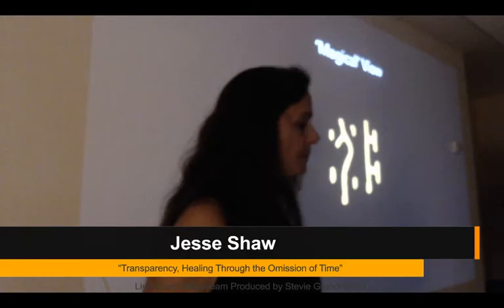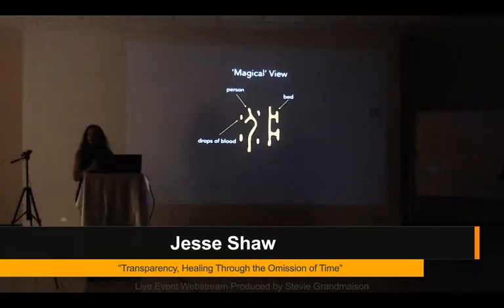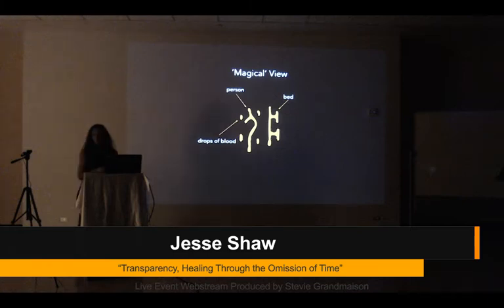Now, it's kind of hard to find the magical because it's so far back in time, but this is an oracle bone glyph for Ji, which is illness. What we've got is a picture of a bed, with a person lying on it, surrounded by drops of blood or a lot of sweating. So, somebody who's really sick.